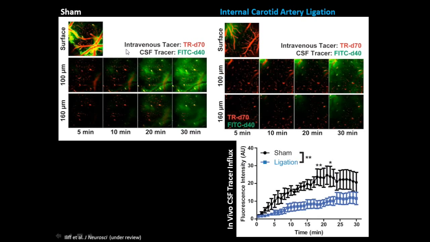When we image CSF-ISF exchange with these animals, these are in vivo results. We see that the tracer injected into the cisterna magna moves along the surface and then down into the brain. This is 100, 160 microns below the surface. It accumulates at a rate, and we can quantify that here. After internal carotid artery ligation, you can just see visually that it seems to be slowed. And when you quantify that, it's significantly slowed by carotid artery ligation. Now, we don't have the ability to conclusively demonstrate that it's the change at the surface vessels that is in fact changing this, right?